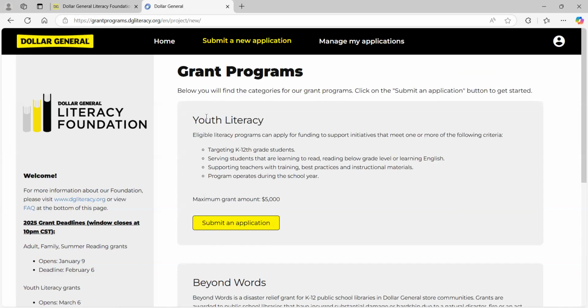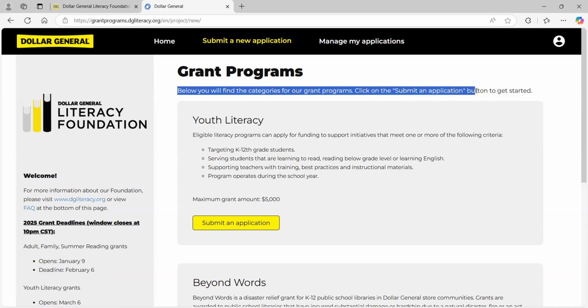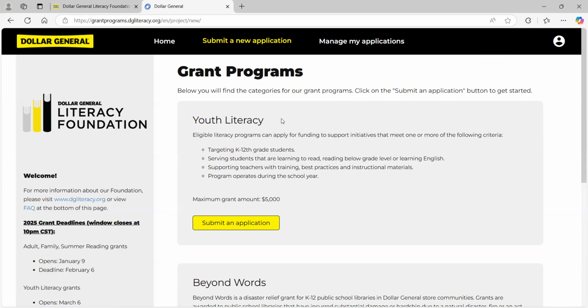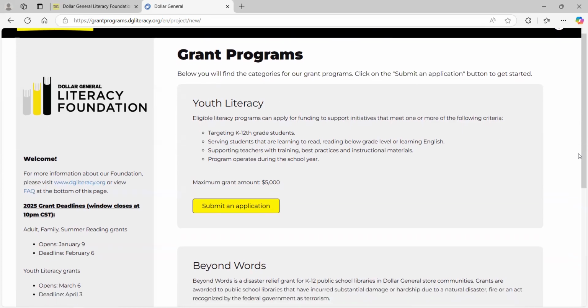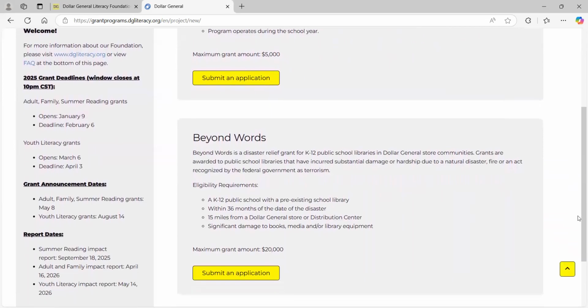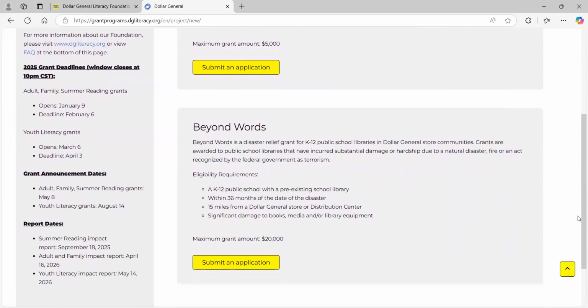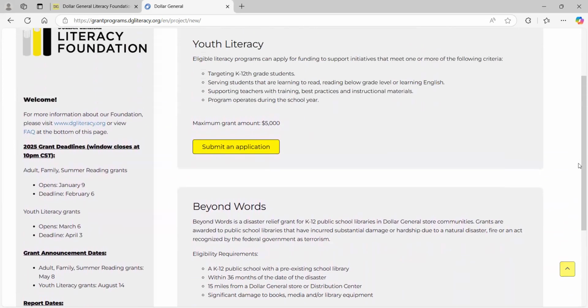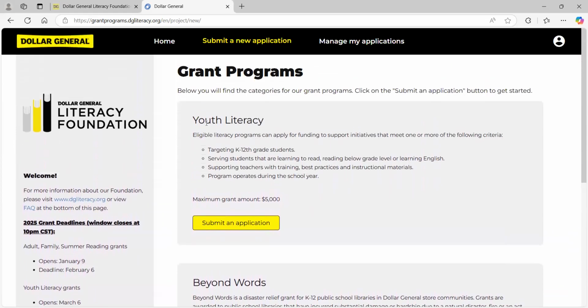Now you get more information about the grant programs. Below, you will find the categories for our grant programs. Click on the submit application button to get started. We're talking about youth literacy, right? That's the one we're focusing on. There is another one that's also open. It's called Beyond Words, but that's not the one we are applying for. I'm looking at youth literacy.